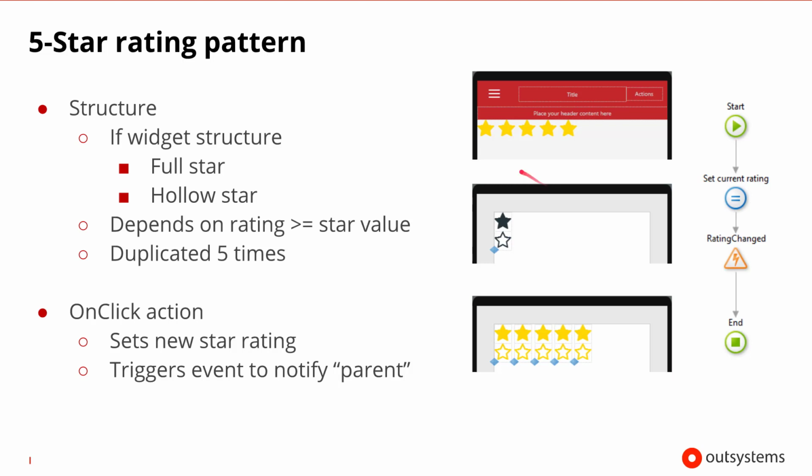Now once we have the 5-star structure, we need to provide its behavior. We'd like someone to be able to set a new star rating and then notify the parent. That will occur inside of an action flow where when someone clicks on one of the stars, it will set the new rating, and then once the new rating is set, it will trigger an event that can tell the screen or any other block that the stars have been changed.